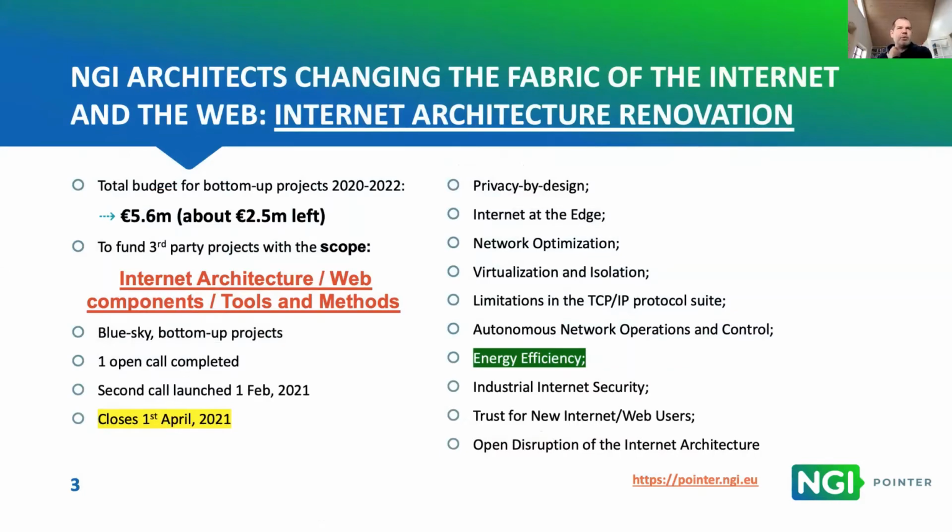open calls. So we called for a first round of internet architects or internet architecture renovation. We have a total of 5.6 million euros, of which we spent around about 3 million euros in our first open call. And we're very, very much looking for third-party projects that are renovating internet architecture, develop new web components, or look at existing web components, as well as tools and methods around this. So it's quite a vague sort of phrasing that we have there. So we have maybe some more pointers on the right-hand side, no pun intended on this one.